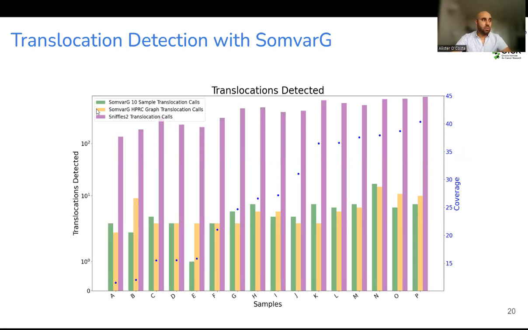What we can see here is the number of calls made by Sniffles is an order of magnitude higher than that made by SOMVARG, whether it be with the 10 sample graph or the HPRC pangenome graph. Regardless of the coverage level, in all of the samples that we looked at, we were able to identify the expected translocation with all 3 methods, but the number of calls made with SOMVARG is drastically lower. This is a log scale, so there's an order of magnitude reduction in the number of calls made by SOMVARG compared to Sniffles2, where we believe the majority of these calls made by Sniffles2 that are not made by SOMVARG are false positives. Not just the majority, we think all of them are.